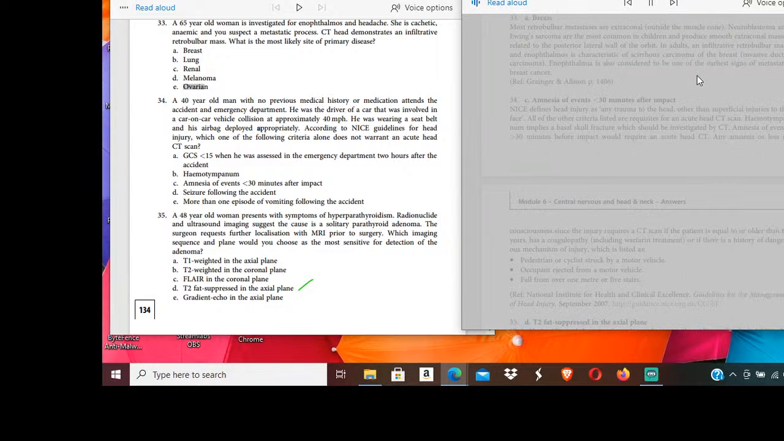(33) A. Breast. Most retrobulbar metastases are extraconal, outside the muscle cone. Neuroblastoma and Ewing sarcoma are the most common in children and produce smooth extraconal masses related to the posterior lateral wall of the orbit. In adults, an infiltrative retrobulbar mass and enophthalmos is characteristic of scirrhous carcinoma of the breast, invasive ductal carcinoma. Enophthalmos is also considered to be one of the earliest signs of metastatic breast cancer. Ref. Granger et al.